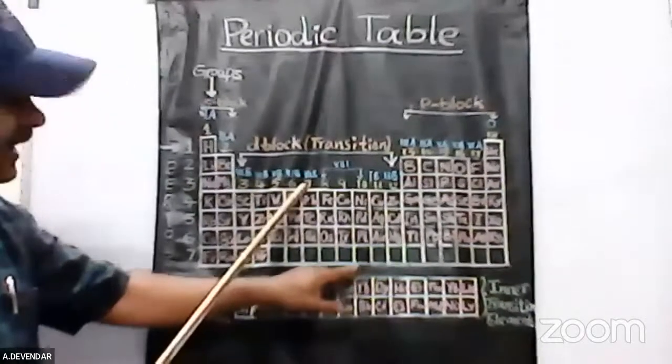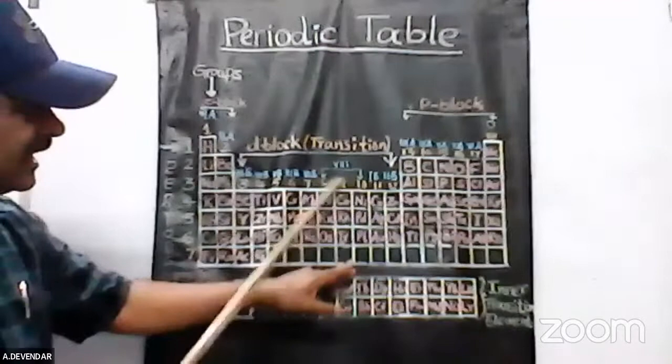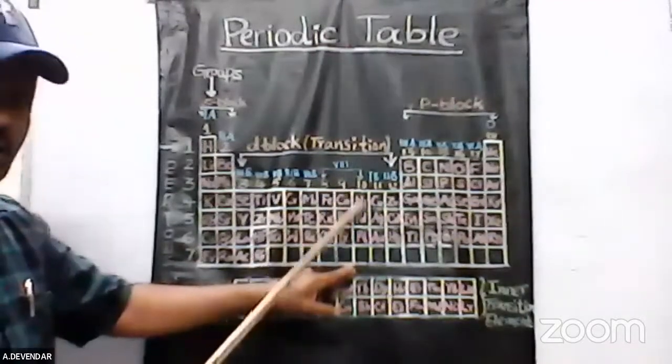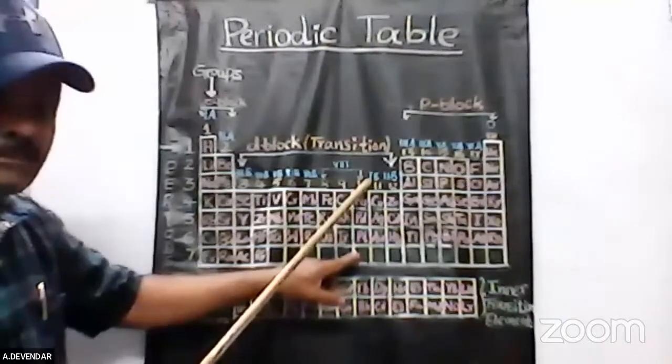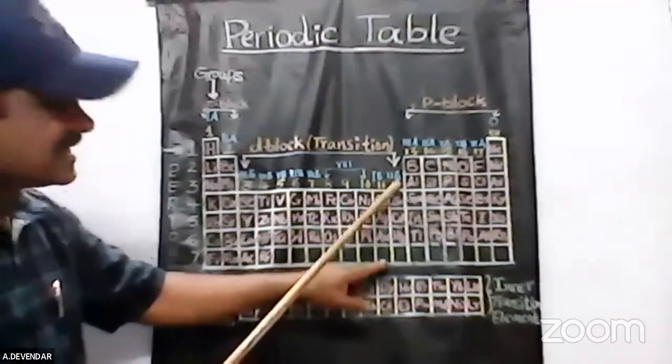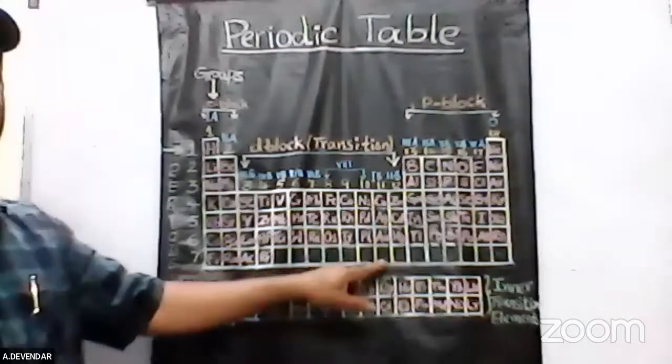But the Roman letters: 3rd B, 4th B, 5th B, 6th B, 7th B, 8th B. The 8th group has 3 groups that belong to the 8 only. Next, after the 8, immediately first B. Next, second B. Second B elements are nothing but zinc, cadmium, mercury. These are the D block elements.